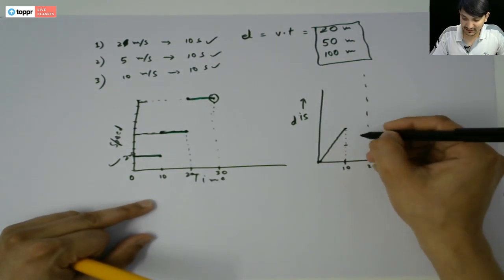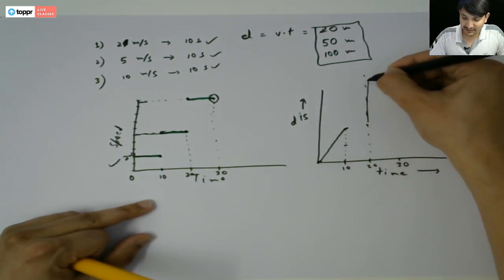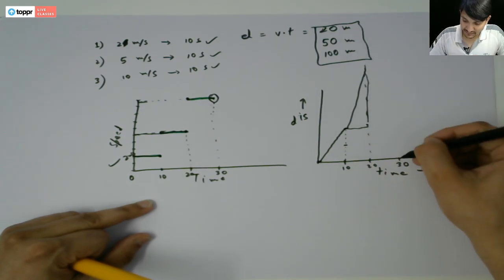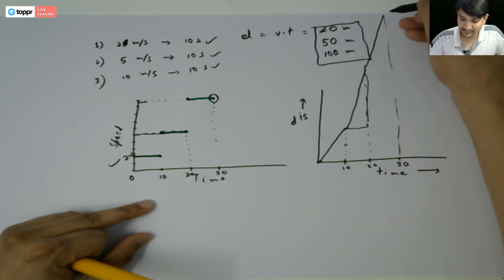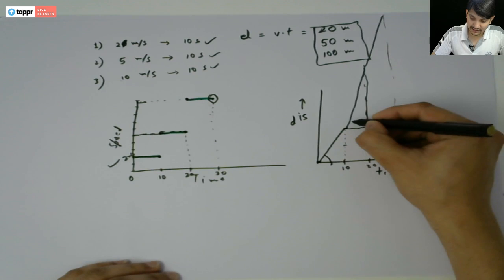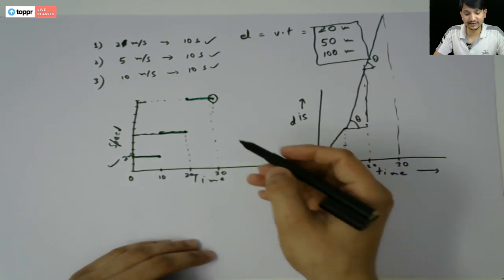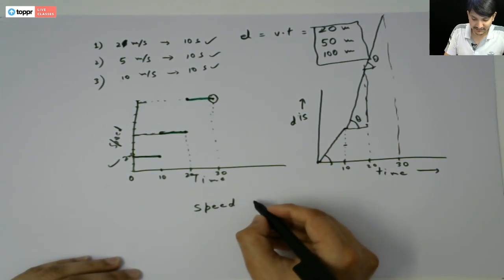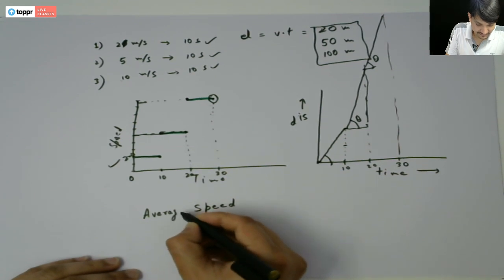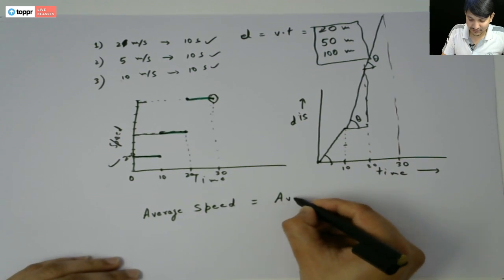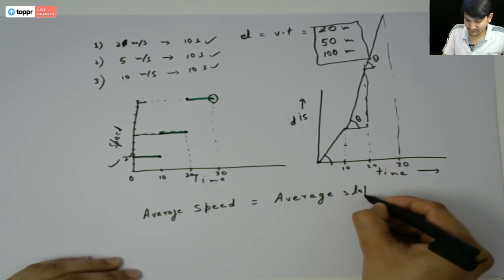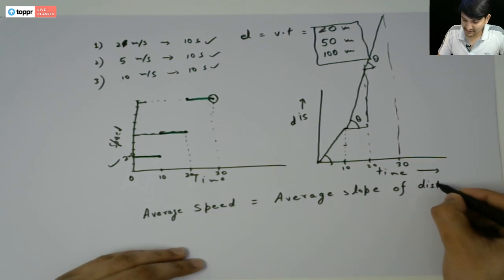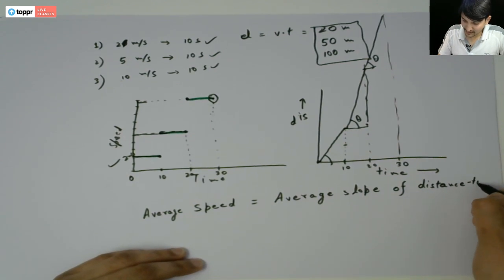Similarly, in the next part, from here to here, this part should be 5 times this part, something like this, and in the next part it will again be going up. It means you are seeing that the theta or the slope is continuously increasing because the speed is increasing. So we establish that average speed is equal to average slope of the distance time graph.